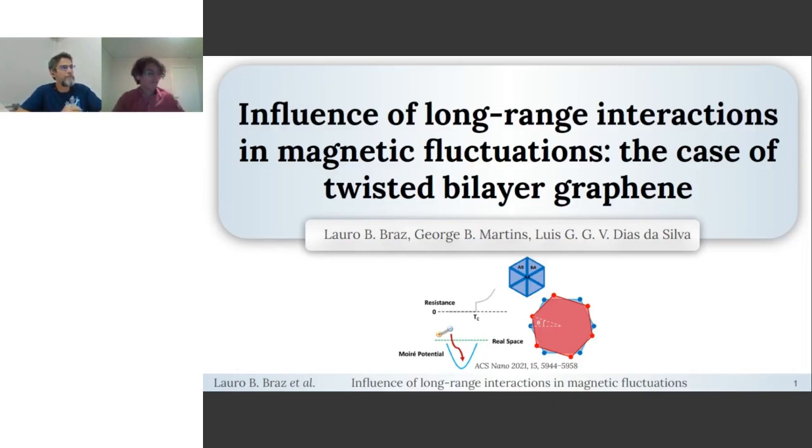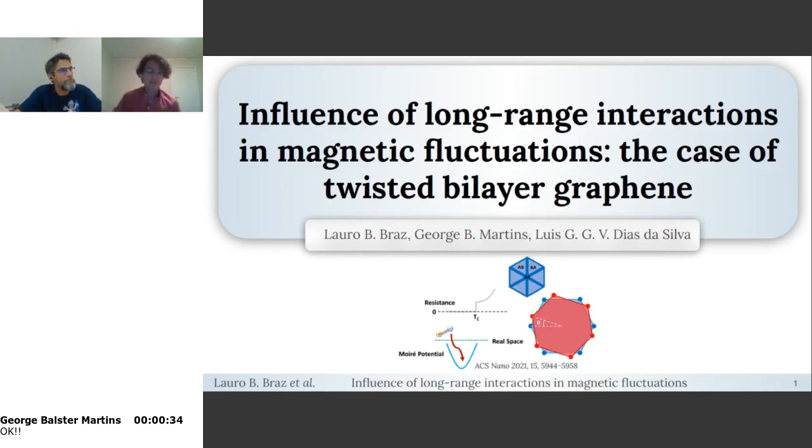Thank you for the presentation and for introducing me. Today, I'm going to talk a bit about the work I have developed in my master's, in collaboration with George Martins, our dear host, and also with Luiz da Silva, who's also here with us. Our work is mainly focused on studying the magnetic fluctuation scenario of the Moiré superlattices, taking twisted bilayer graphene as a specific case study.